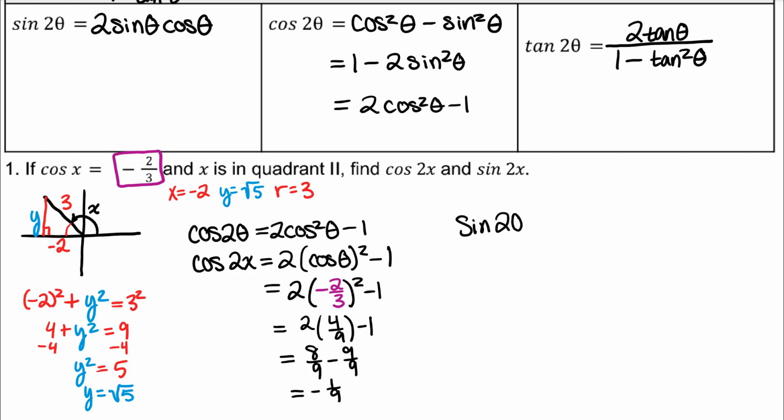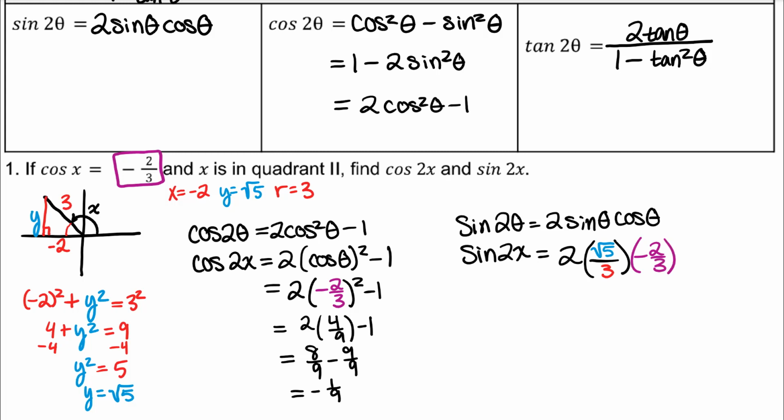Sine of 2x means we plug in sine of the angle and cosine of the angle. Sine is y over r, so root 5 over 3, and cosine is what they gave us, negative 2 over 3. Simplify, and you get negative 4 root 5 over 9.